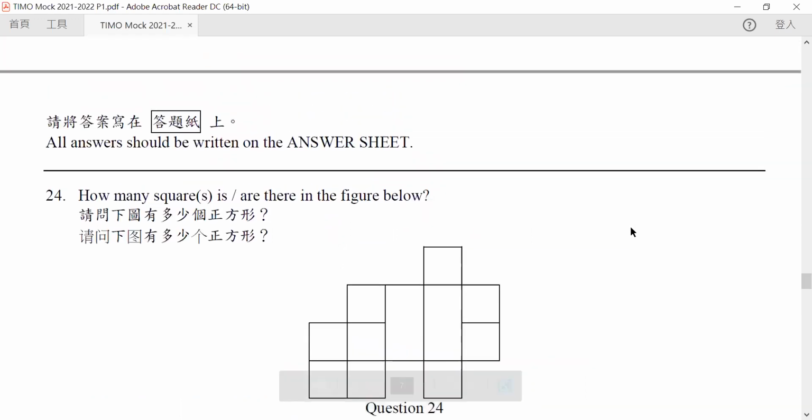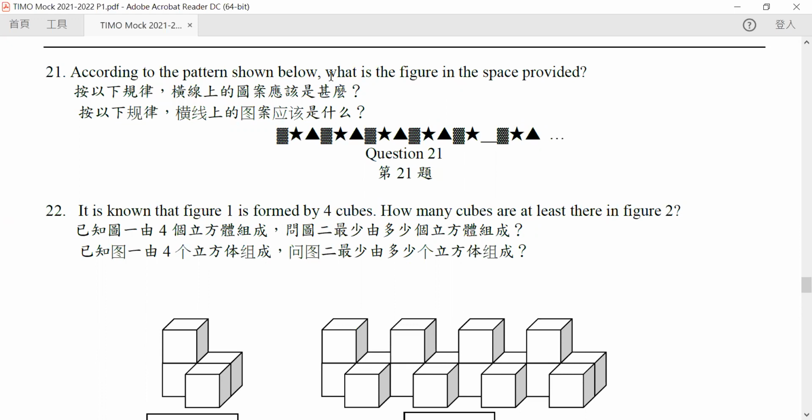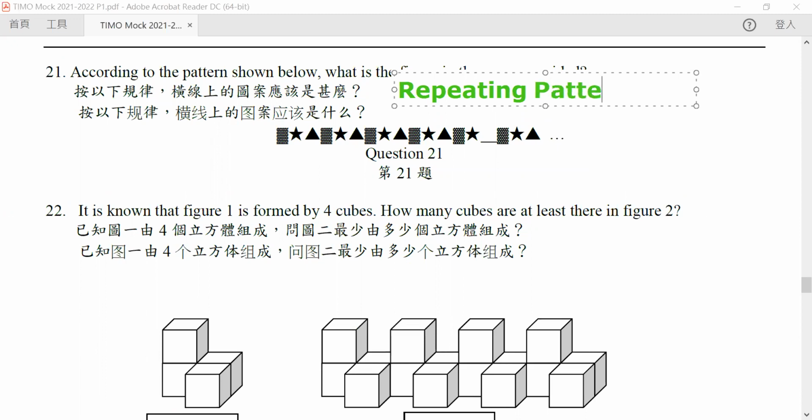According to the pattern shown below, what's the figure in the space provided? Now, in here, we want to find the repeating pattern. The so-called repeating pattern, we have another word which is suitable for it. It is called the cycle. Okay, the cycle.